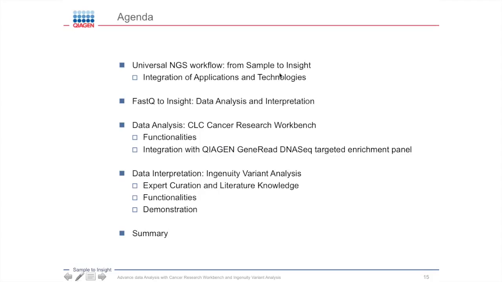So now we have briefly talked about what the universal workflow is, where we will focus. We briefly talked about the data analysis and interpretation. And let's go now into what the CLC Cancer Research Workbench can do for you, what the main functionality is and how it is integrated. You have different ready-to-use tools if you would like to use the QIAGEN DNA-seq target enrichment panel. You can also use it with other different tools. So let's review that.